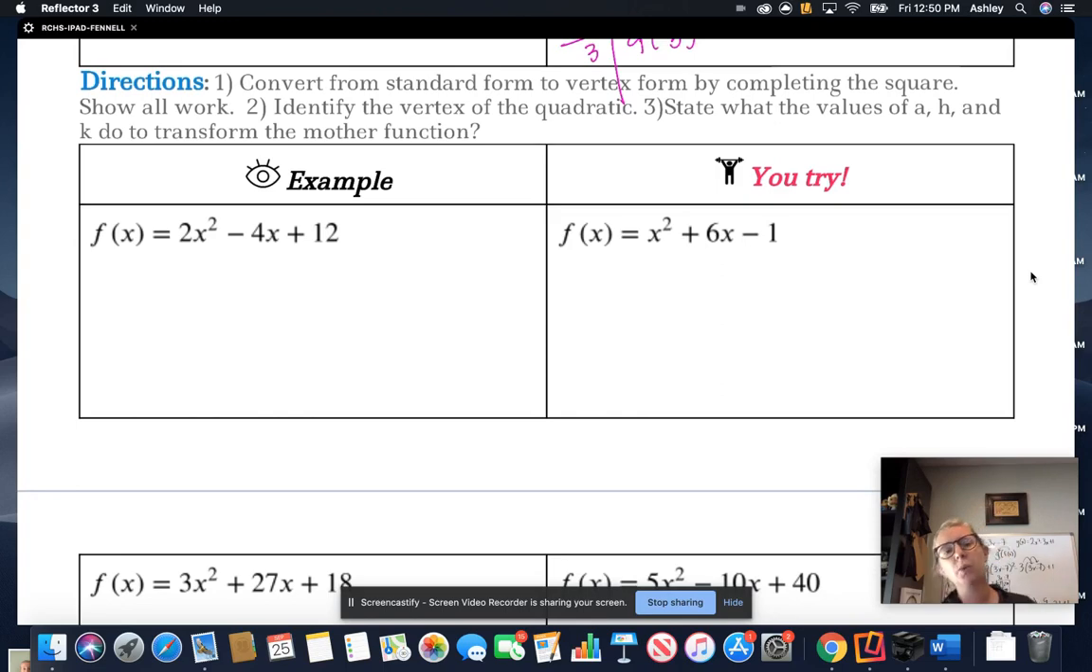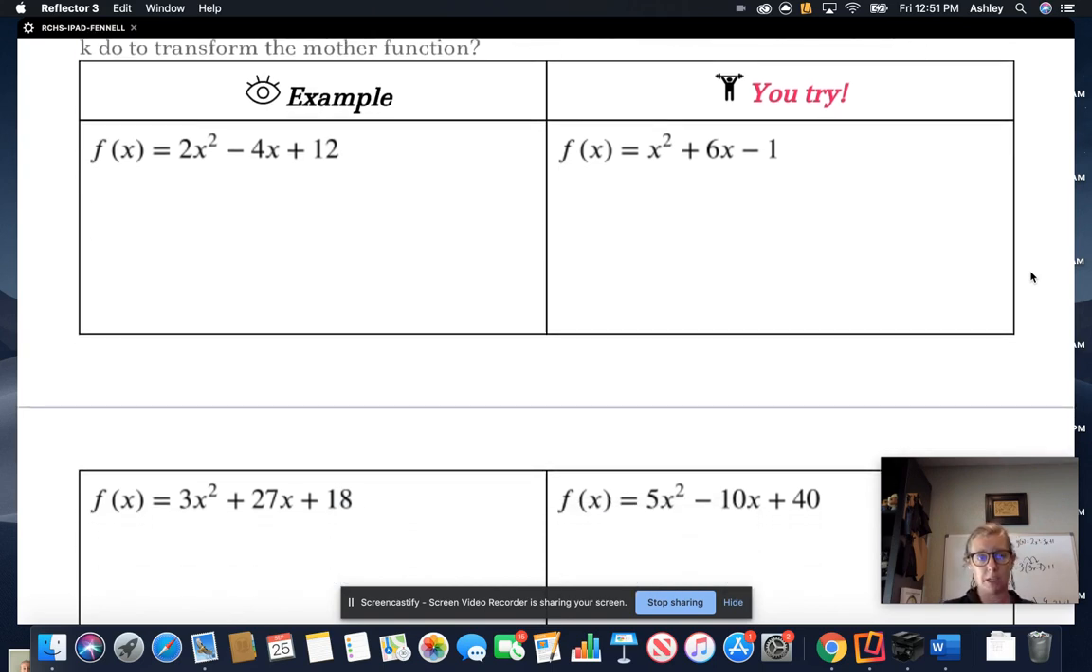All right, last but not least, we're going to convert from standard form to vertex form by completing the square. So what we did last lesson, you want to identify the vertex of the quadratic. Tell me what the values of A, H and K are and how they transform the function. All right. So the first thing I want to do is take out the greatest common factor here, which is 2. I'm going to take my 2 out and I get x squared minus 2x plus 6. Actually, I think the way that I taught you guys was to originally get rid of this 12, right? So let's do that first.